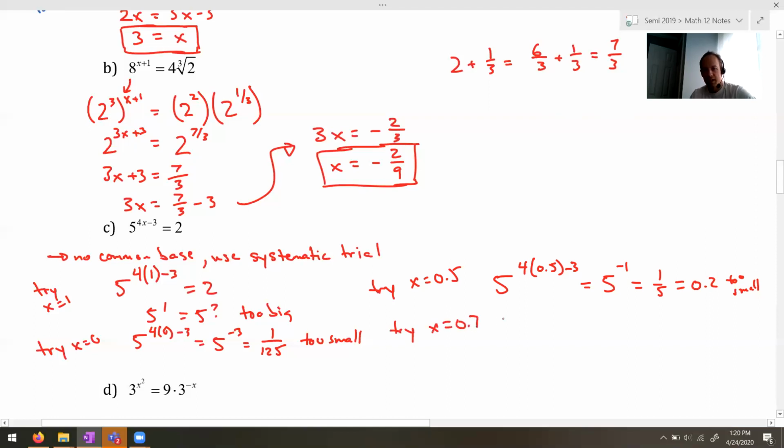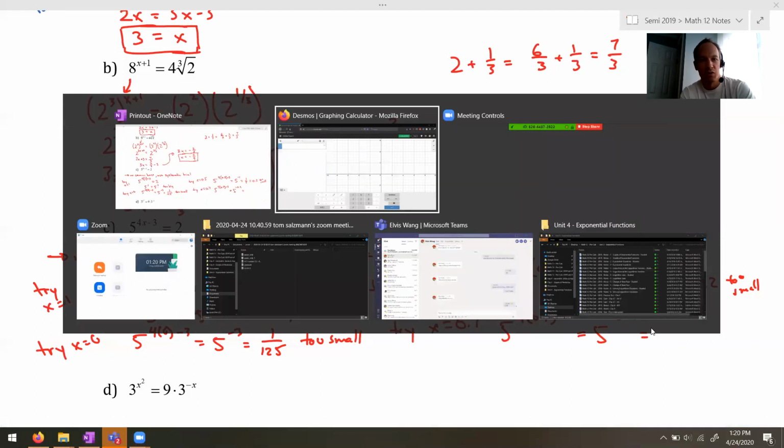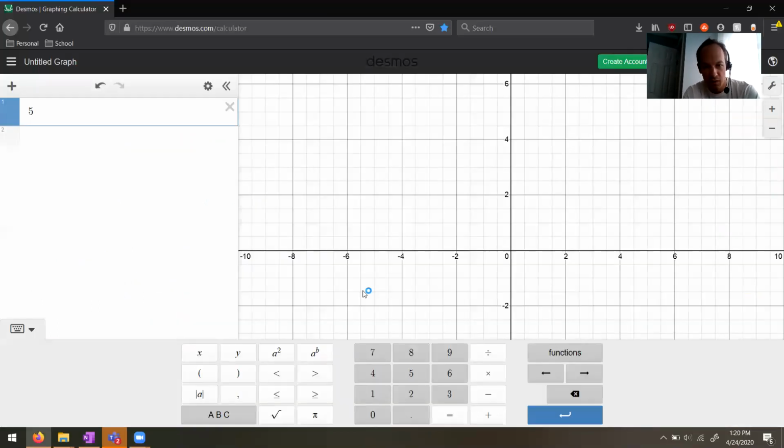So then we're going to try maybe one last one. X is equal to 0.7. And I'm just kind of making up these numbers because I feel like it might get us close to where we're trying to be. So this is now 5 to the 2.8 minus 3, so that's negative 0.2. Okay, and at this point now, I'm not totally sure what the answer is, so maybe we jump over to something like Desmos and we write 5 to the power of negative 0.2. Okay, we got 0.72.